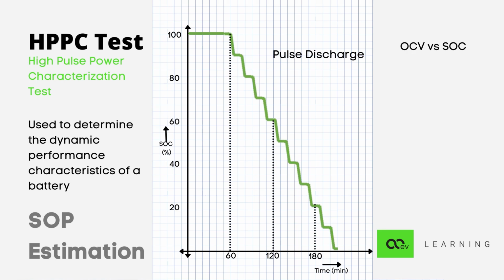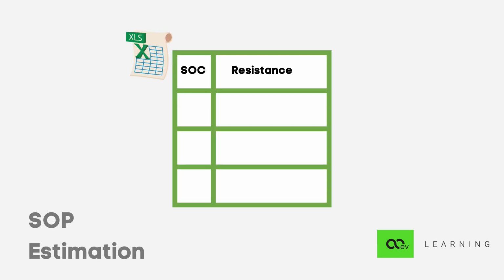Now that we know from the graph the value of delta V and delta I for a time step of say 10 seconds, we calculate resistance, which is equal to delta V upon delta I. So we plot a lookup table for different values of SOC versus resistance. Now let's say when the battery is at 10% of SOC and we want to find out the power limit, that is done in the following manner.